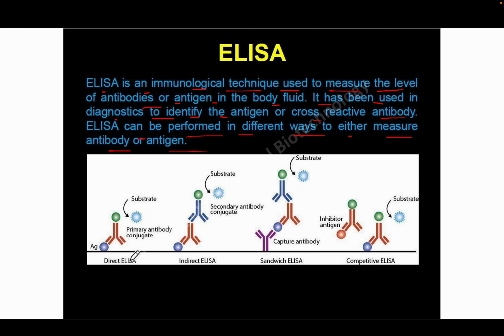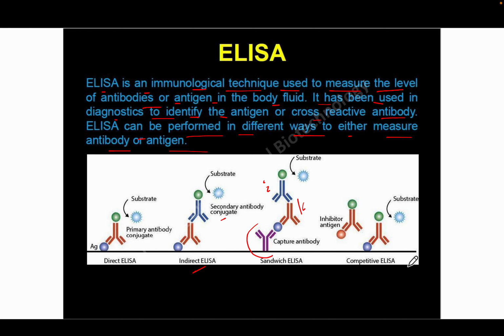In direct ELISA, antigens are attached and then you add the conjugated primary antibody, and with substrate you get light. Also indirect ELISA, where secondary antibody conjugation happens with the primary antibody and you get the light. And sandwich ELISA, where you have the capturing antibody attached to the bead and you add antigen, and against this antigen you add another primary antibody and secondary antibody, and this is sandwich ELISA.